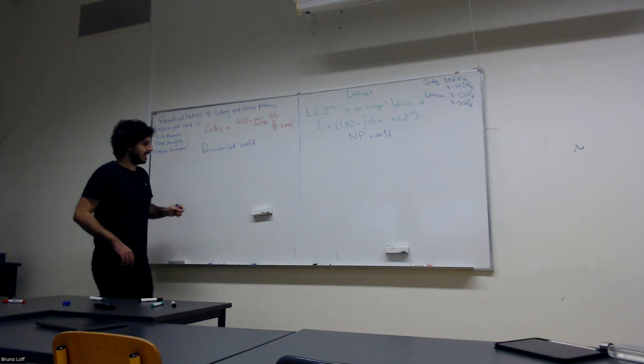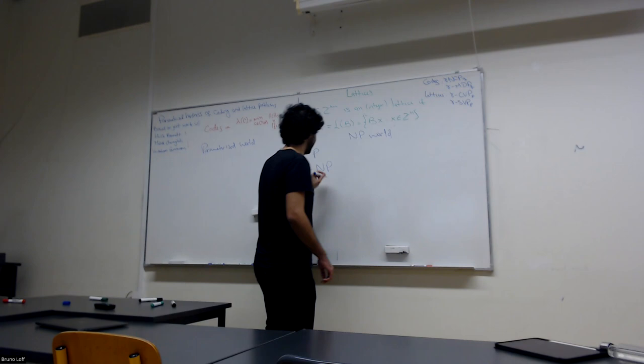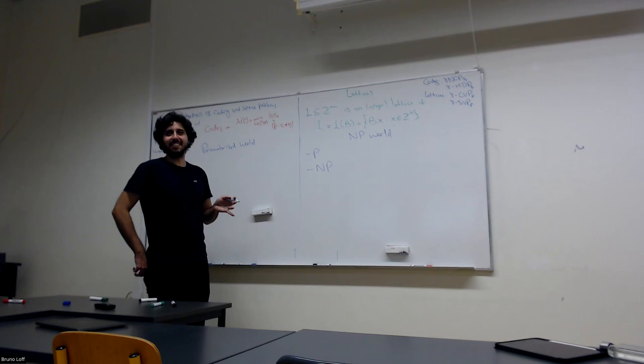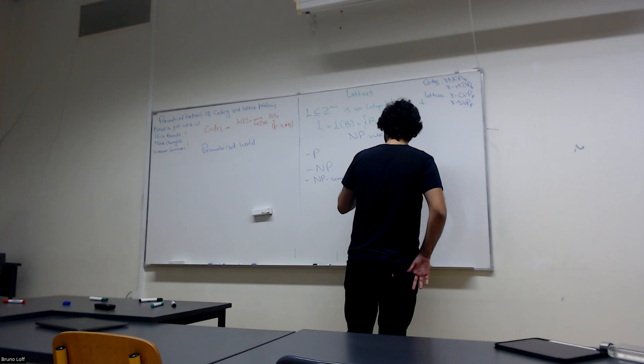Okay. And I'm just going to say, here you have a bunch of things that are standard, right? You have P, which is all problems solvable in polynomial time. You have NP, which is nondeterministic polynomial time. And then you have things like NP complete, right? This is like the canonical problem. Or maybe let's not put NP complete, but NP hardness.